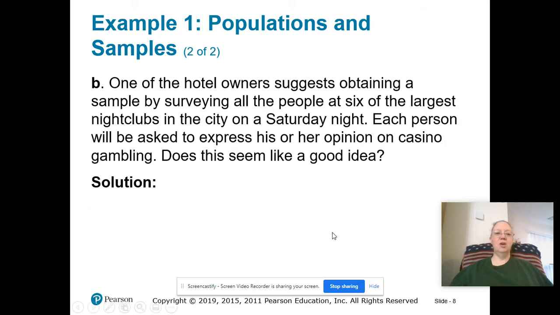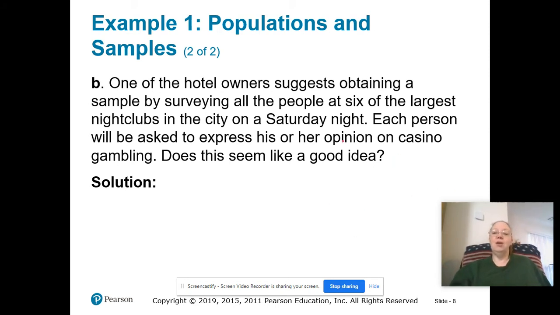All right. One of the hotel owners suggests obtaining a sample by surveying all of the people at 6 of the largest nightclubs in the city on a Saturday night. Each person will be asked to express his or her opinion on casino gambling. Does this seem like a good idea to ask people at the 6 largest nightclubs on a Saturday night? No, actually, it's not a good idea.